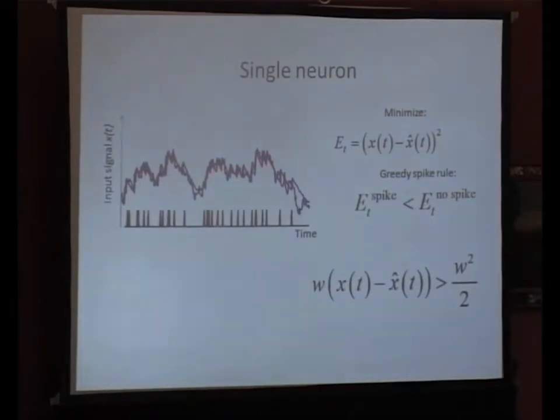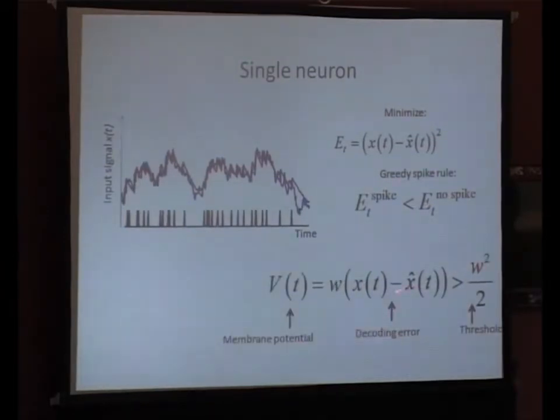Okay? And since it's a simple threshold spiking rule, we interpret this decoding error, x minus x hat times the weight w, as the membrane potential of that single neuron. Right? And we interpret this weight term here, this fixed value, as a firing threshold. So basically, we get an integrate and fire neuron where we fire a new spike whenever the membrane potential exceeds this fixed threshold.